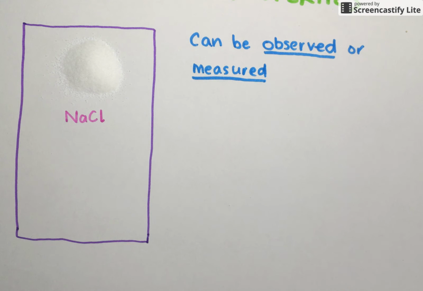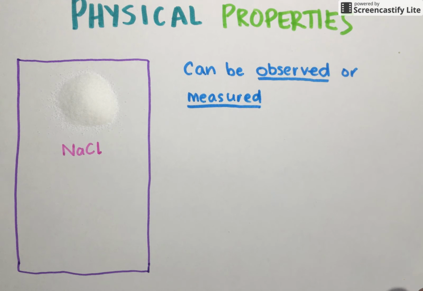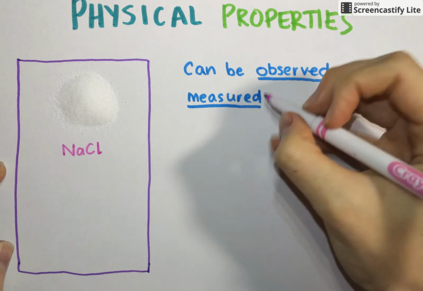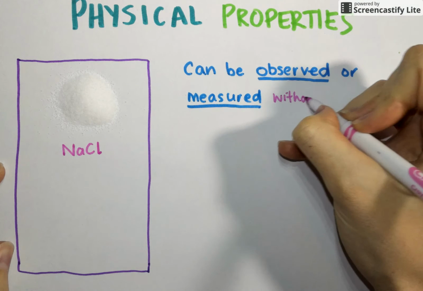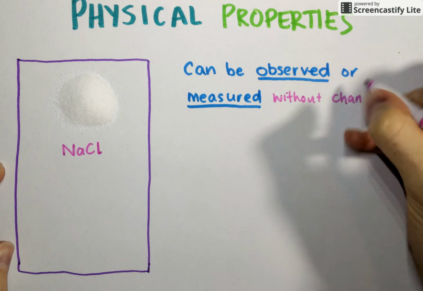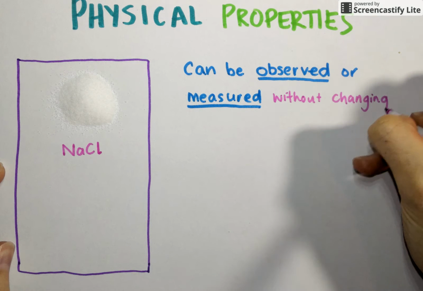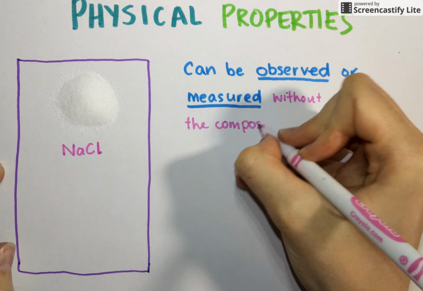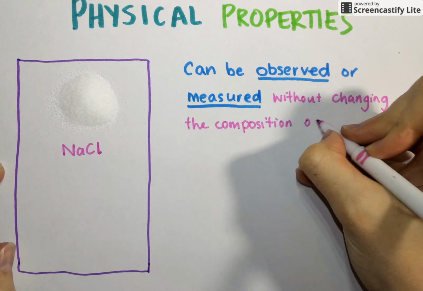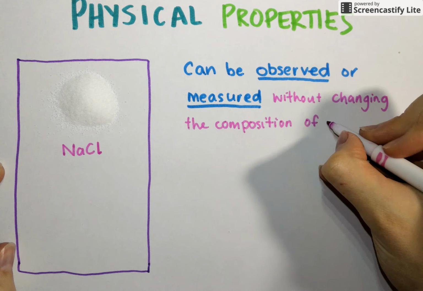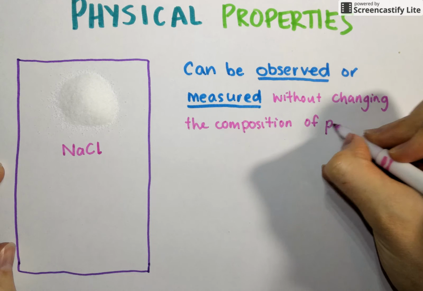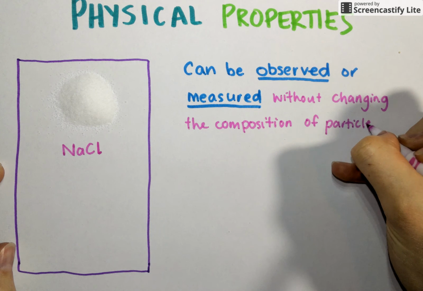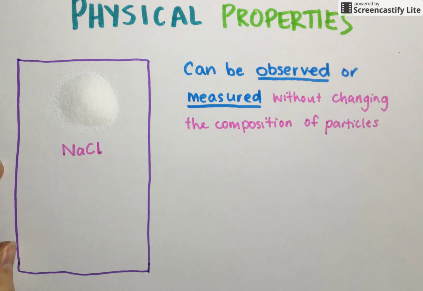Hi everyone, in this video I'm going to be discussing physical properties, or properties of matter that can be observed or measured without changing the composition of the particles. This is an important distinction because later on in the year we're going to be talking about chemical properties, which will start changing the chemical bonds between atoms of a particular substance.